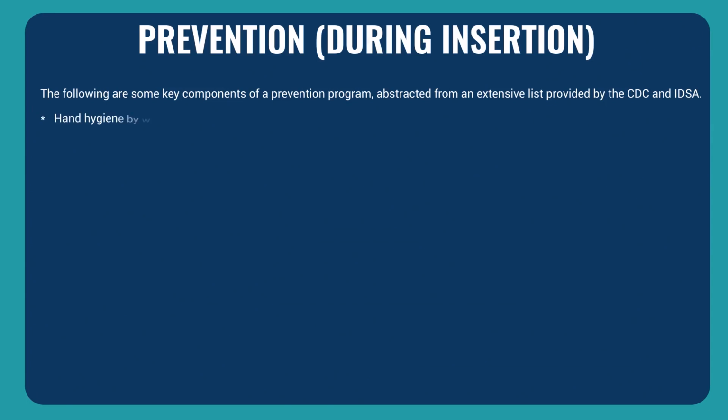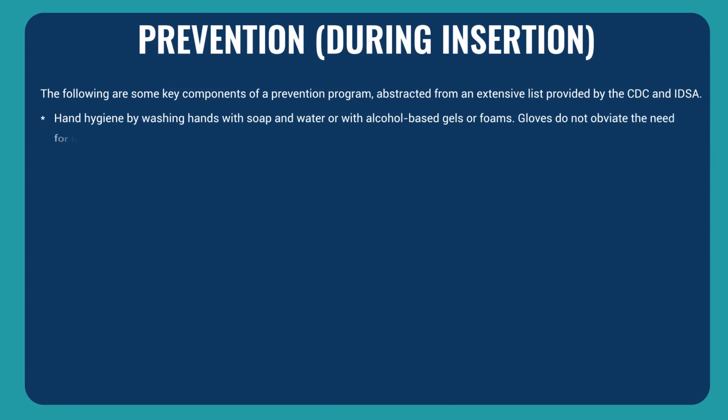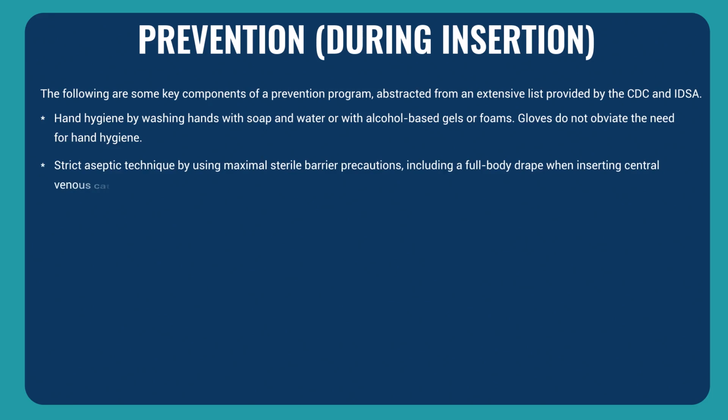Management of CLABSI at times can be challenging because of the emergence of multi-drug resistant bacteria these days. So CLABSI can be potentially prevented by maintaining certain strict precautions during insertion and during maintenance of these lines. During insertion, proper hand hygiene by washing hands with soap and water or with alcohol based gels or foams. Gloves do not obviate the need for hand hygiene. Strict aseptic techniques by using maximum sterile barrier precautions, including a full body drape when inserting central venous catheters.